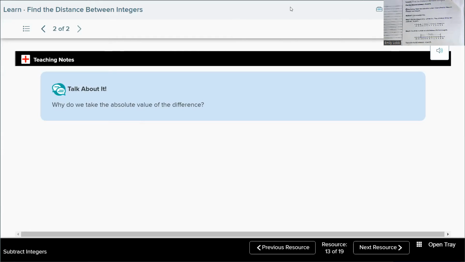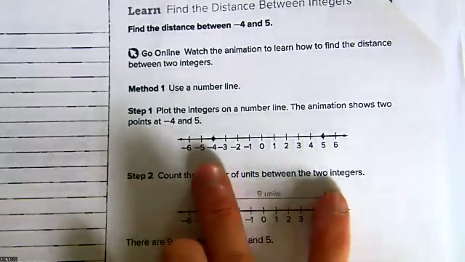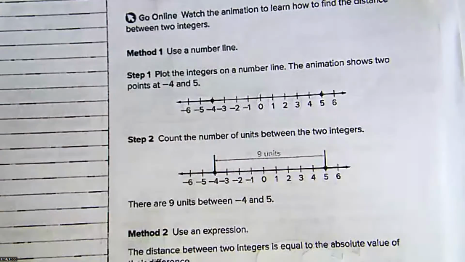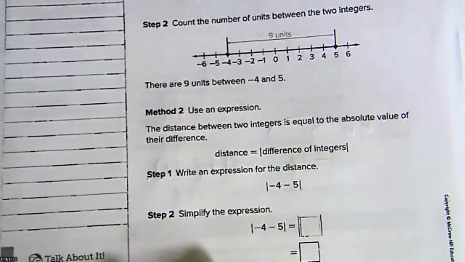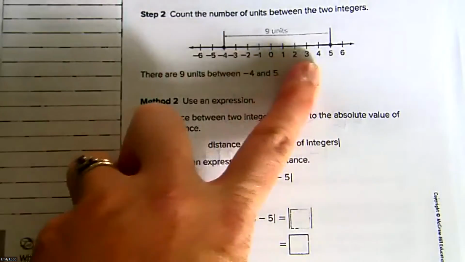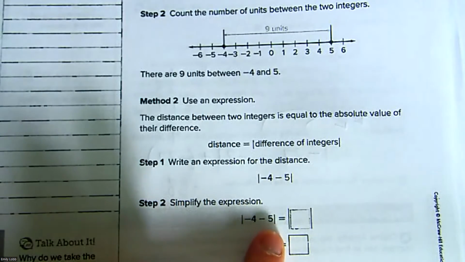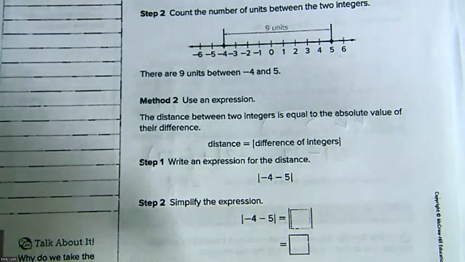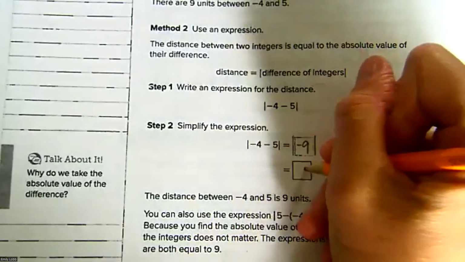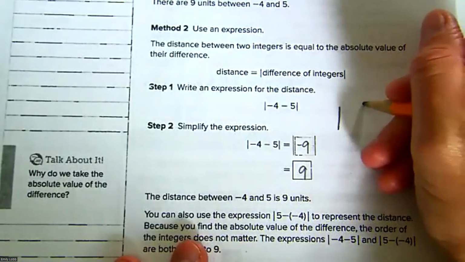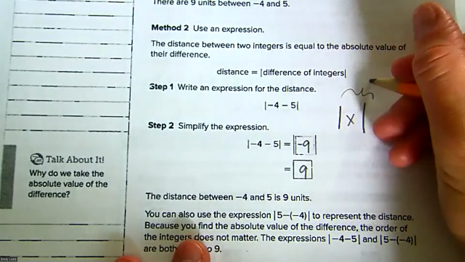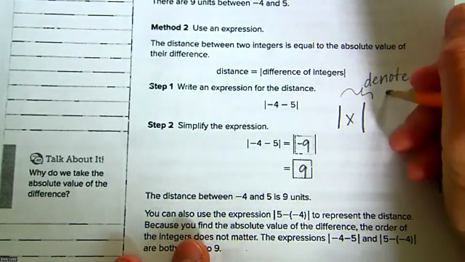Okay, so now we're gonna look at our packets. Do you see how they plotted those 2 points? They counted the number between them. That was the 9, and there's 9 units between. Or you could use an expression. You could say -4 minus 5. That gives you a -9, and the absolute value of -9 was what? What are we filling in here? 9. Remember, these 2 lines here denote or show absolute value.